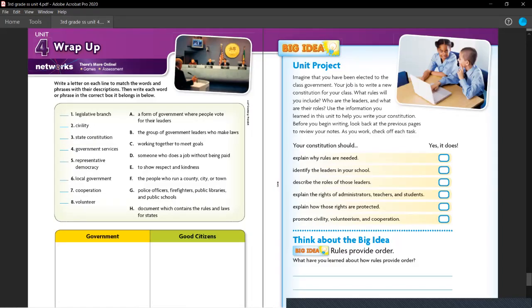Hello again, third grade. We have now reached the very end of Unit 4 and the end of your social studies books. Congratulations. We're going to be working on our Unit 4 wrap-up and our big idea project.